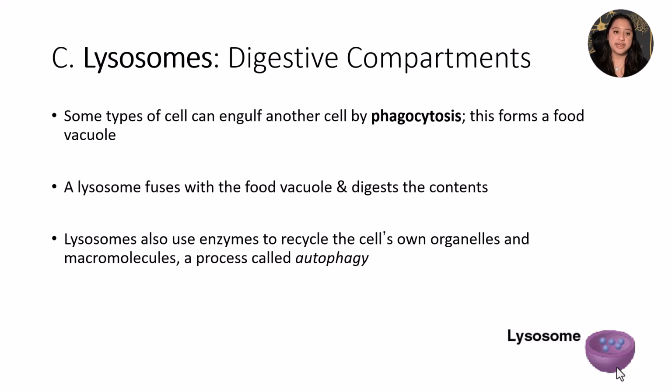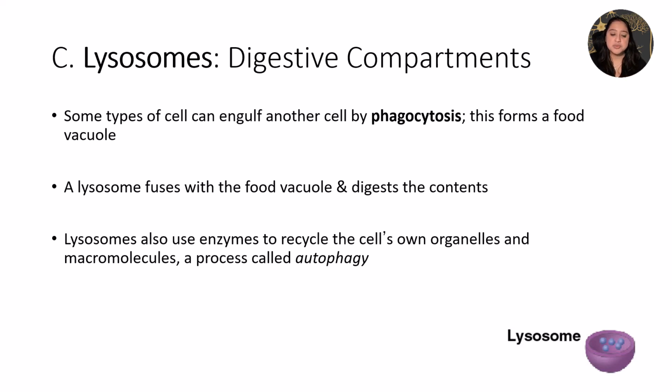And so some types of cells, for example, some white blood cells, can engulf another cell by this process called phagocytosis. So this cell will engulf either a whole other cell or something from the environment in this process called phagocytosis, and this forms what's called a food vacuole. So these lysosomes can then fuse with that food vacuole and digest the contents. So that's how they're kind of like digestive compartments. It's like eating something and then digesting it down.